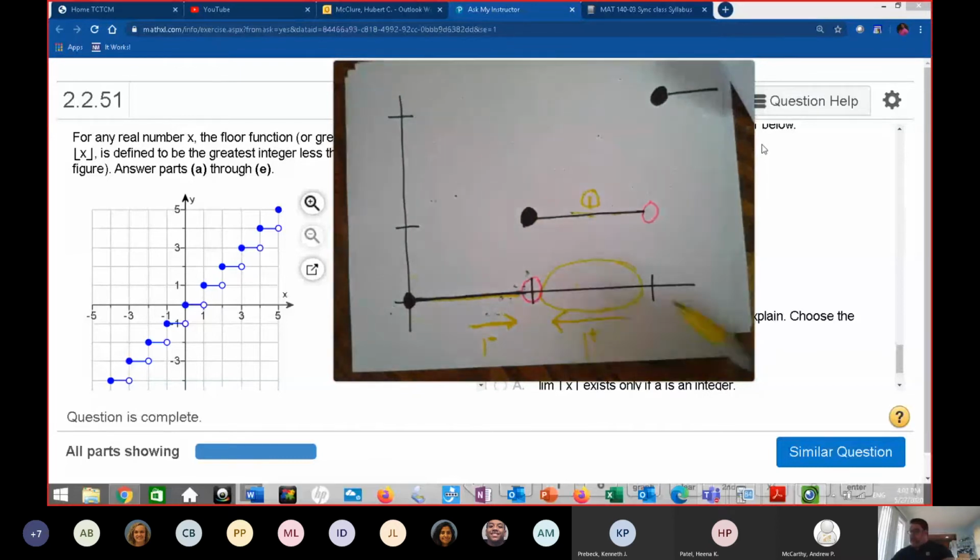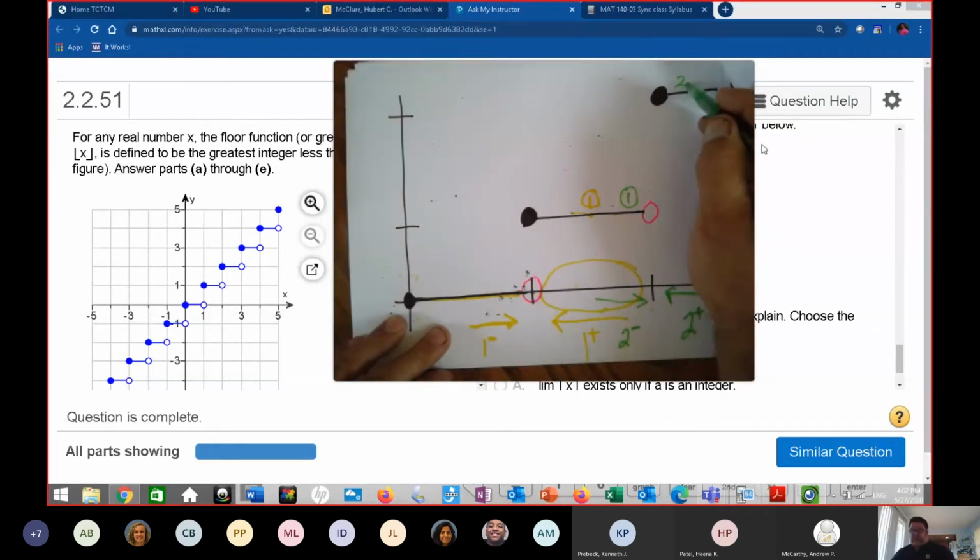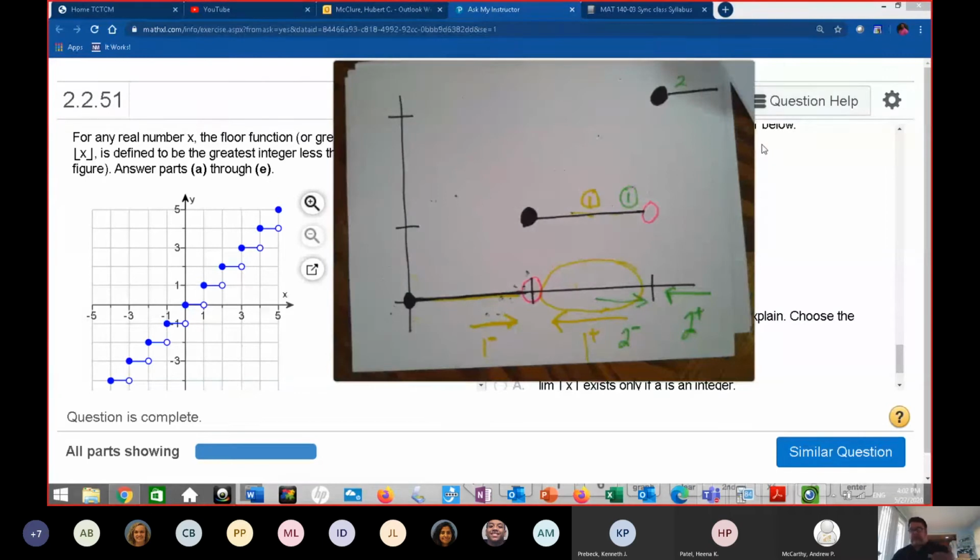So if I approach from the left, I'm going to do this in another color. If I approach 2 from the left, then I'm going to be at 1. If I approach 2 from the right, I'm going to be at what? 2. And that's what they're trying to get you to see. It's basically a drill on convergence. Okay, that's what it's a drill on.